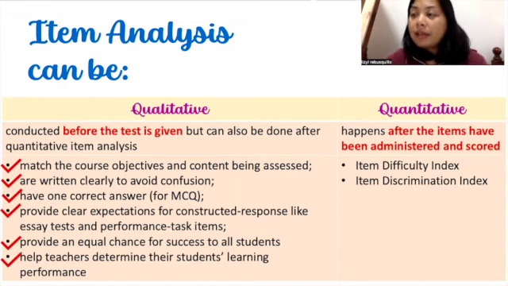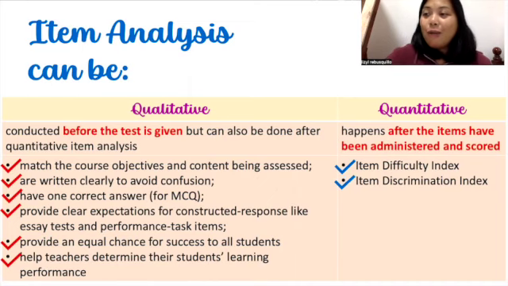Ang quantitative item analysis naman happens after the items have been administered and scored. So the responses given and the scores obtained by the students provide numeric data which we use to determine how well an item functions as an indicator of students' knowledge. Ang tawag natin dito ay item behavior. So analyzing an item quantitatively in a test can be done through difficulty index and item discrimination index. Guys, huwag kayong ma-overwhelm sa term na difficulty and discrimination. Madali lang ang mga procedures na gagawin natin.